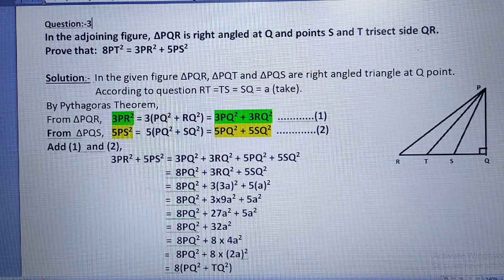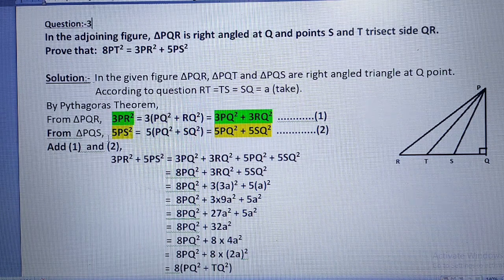So by using Pythagoras theorem, from triangle PQR, the right hand side part is 3PR square plus 5PS square, which you have to prove equals the left hand side. So first of all calculate 3PR square from triangle PQR. From triangle PQR, 3PR square is equal to 3 bracket PQ square plus RQ square. PR square means PQ square plus RQ square within bracket, that is equal to 3PQ square plus 3RQ square. That is equation number 1.